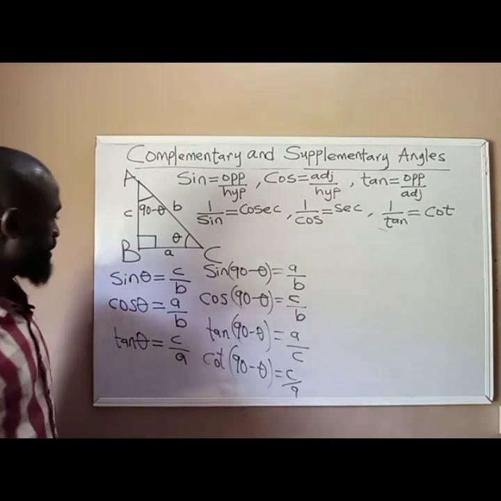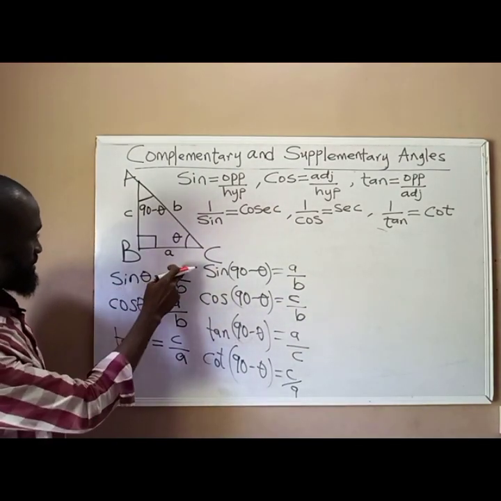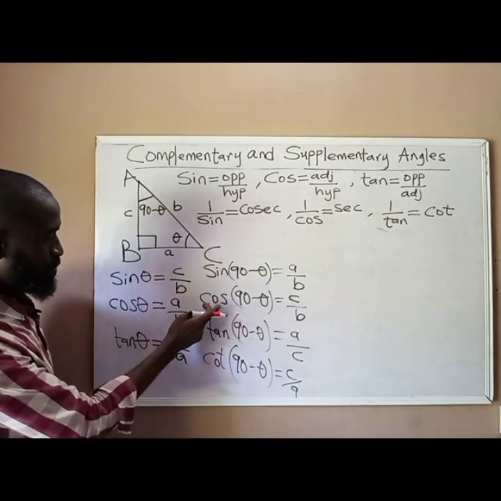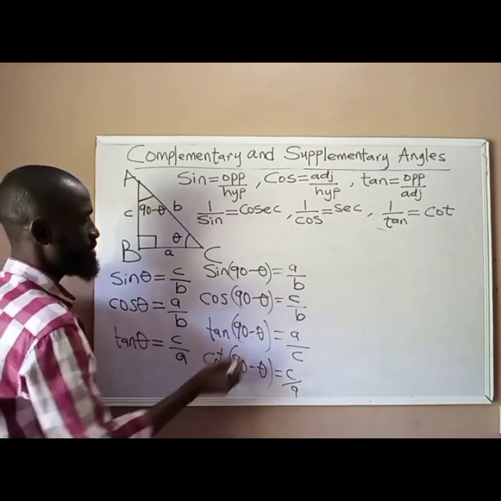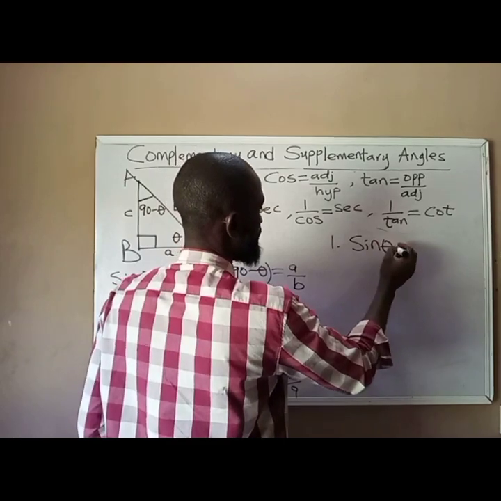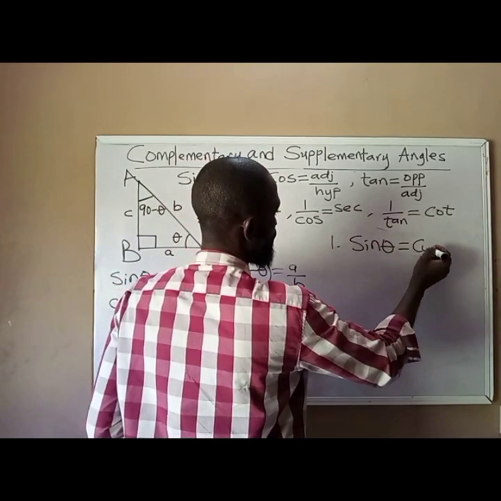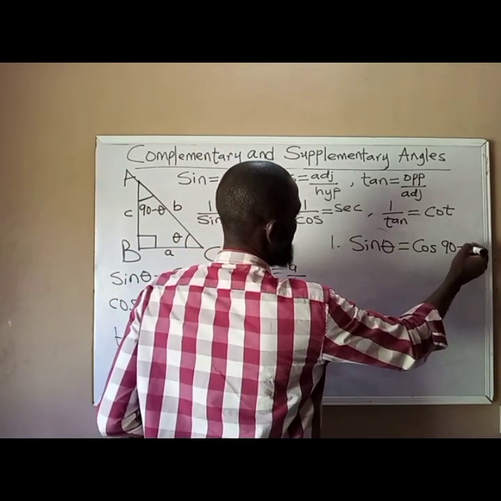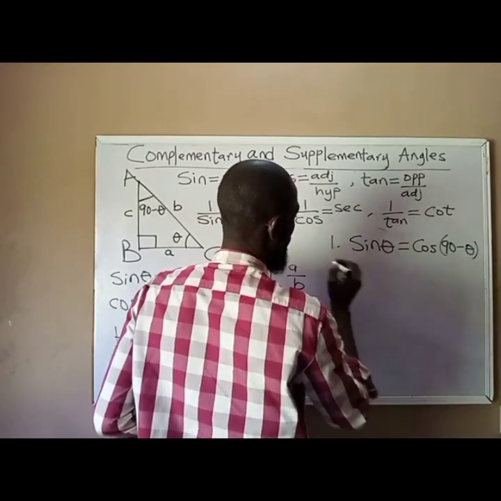If you look at this very well, you see that sin theta, C over B, is equal to cos of 90 minus theta, which is C over B. So we establish the first relationship: sin of something, which is theta, must give us cos of 90 minus theta.